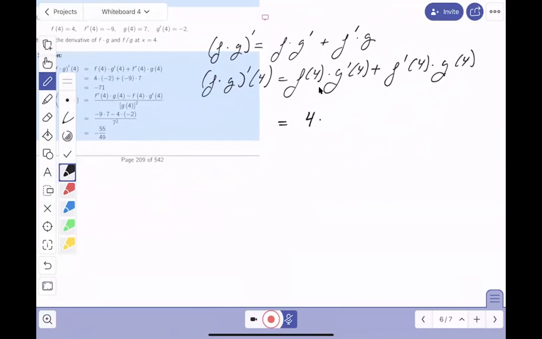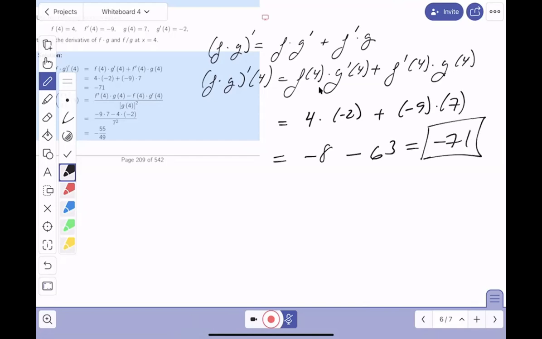And we'll check it in the key later. What's g prime of 4? It's minus 2. Plus, what's f prime of 4? It's minus 9. What's g of 4? It's 7. Well, this is minus 8, and that's going to be minus 63. What does that give you? Minus 71. Do mistakes happen? All the time. This is why we want to provide a key for you. So when you look at that, you could feel comfortable about it.